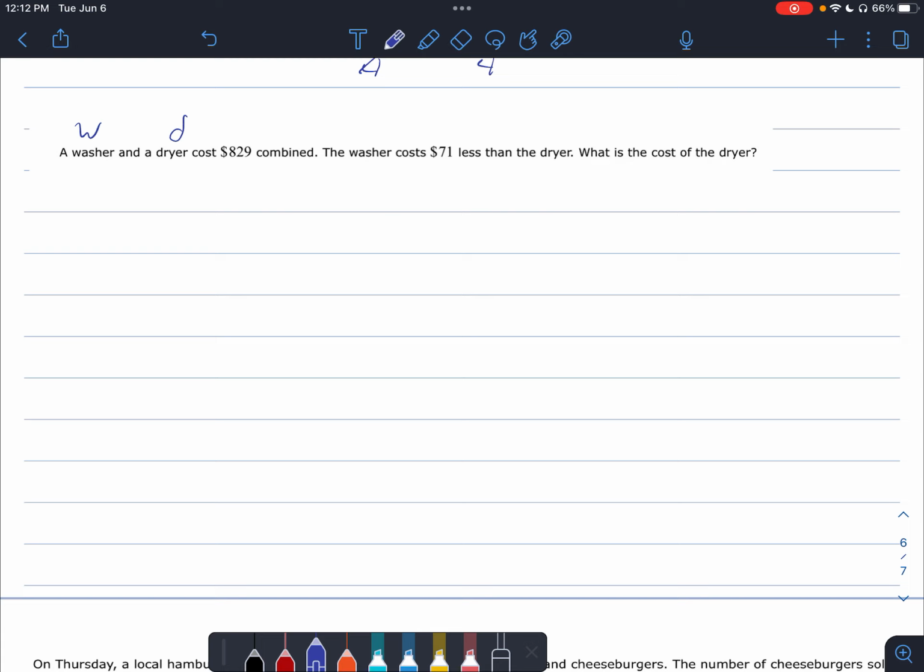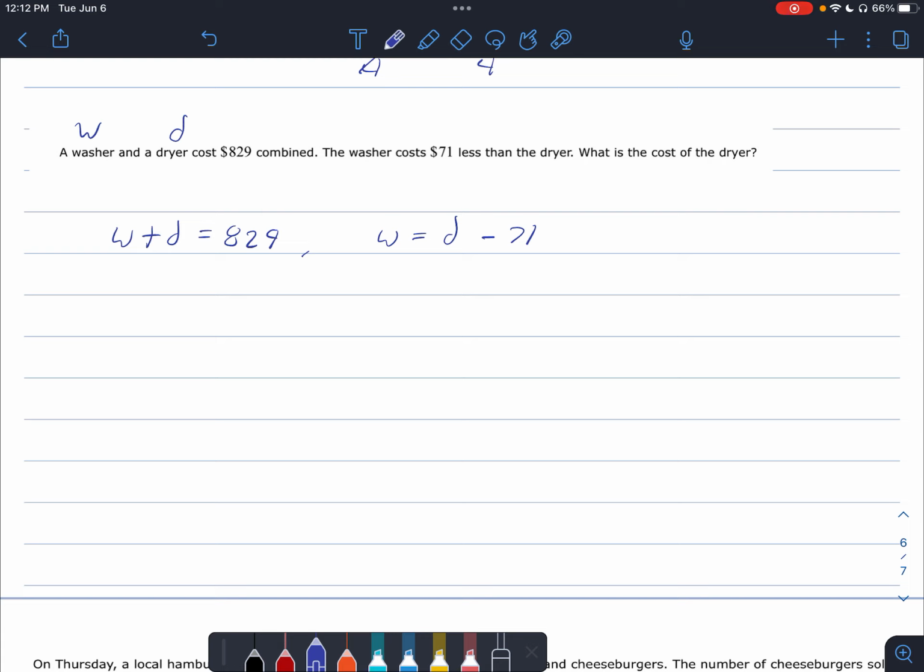Together, they cost $829. So if a washer and a dryer cost $829 combined, that means W plus D is equal to 829. We also know that the washer costs $71 less than the dryer. So we know that W is equal to the cost of the dryer minus 71. And now we want to know what the cost of the dryer is.